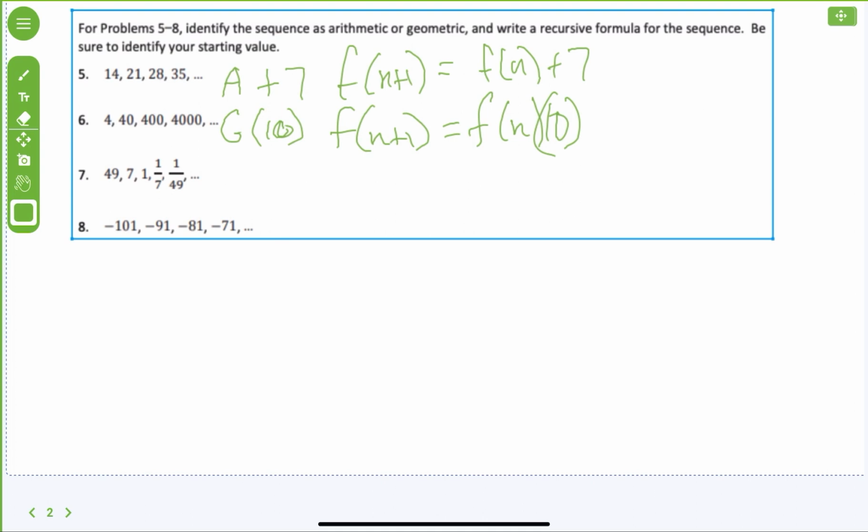Anytime we're doing our formulas, we have to tell what we start at. What was the first one for 5? 14. How would you do that? F of 1, the first term. This is like a1, it's the same thing. 14. So what about for 6? F of 1 is 4.